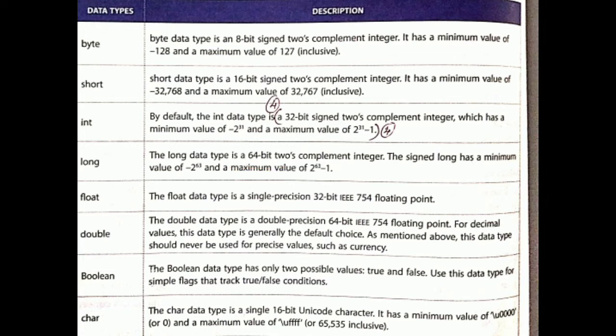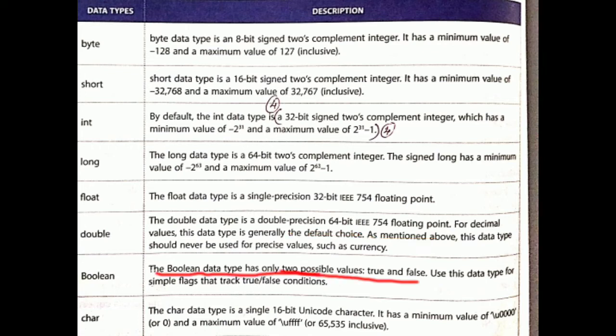Okay, once again, byte means it is an 8-bit integer. Short means it is a 16-bit integer. Int means it is a 32-bit integer. Long means it is a 64-bit integer. Okay, and look at the next one, float. Float means it is a 32-bit floating point. Okay, and double means it is a 64-bit floating point.